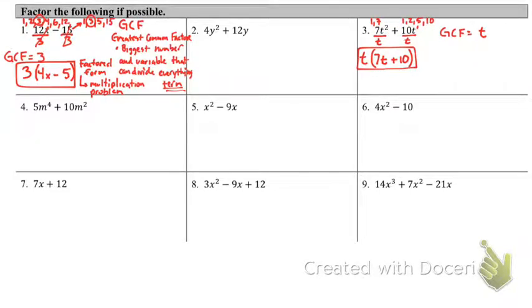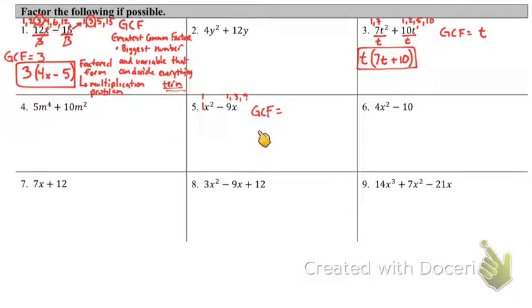Okay, number 5. Make a list of numbers here. So the number that's actually in front here is 1. So I'm going to list all those numbers that divide 1, and the answer is 1. All the numbers that divide 9 are 1, 3, and 9. The only number they have in common is 1, and we don't use 1 for GCF, so we don't have a number for GCF.